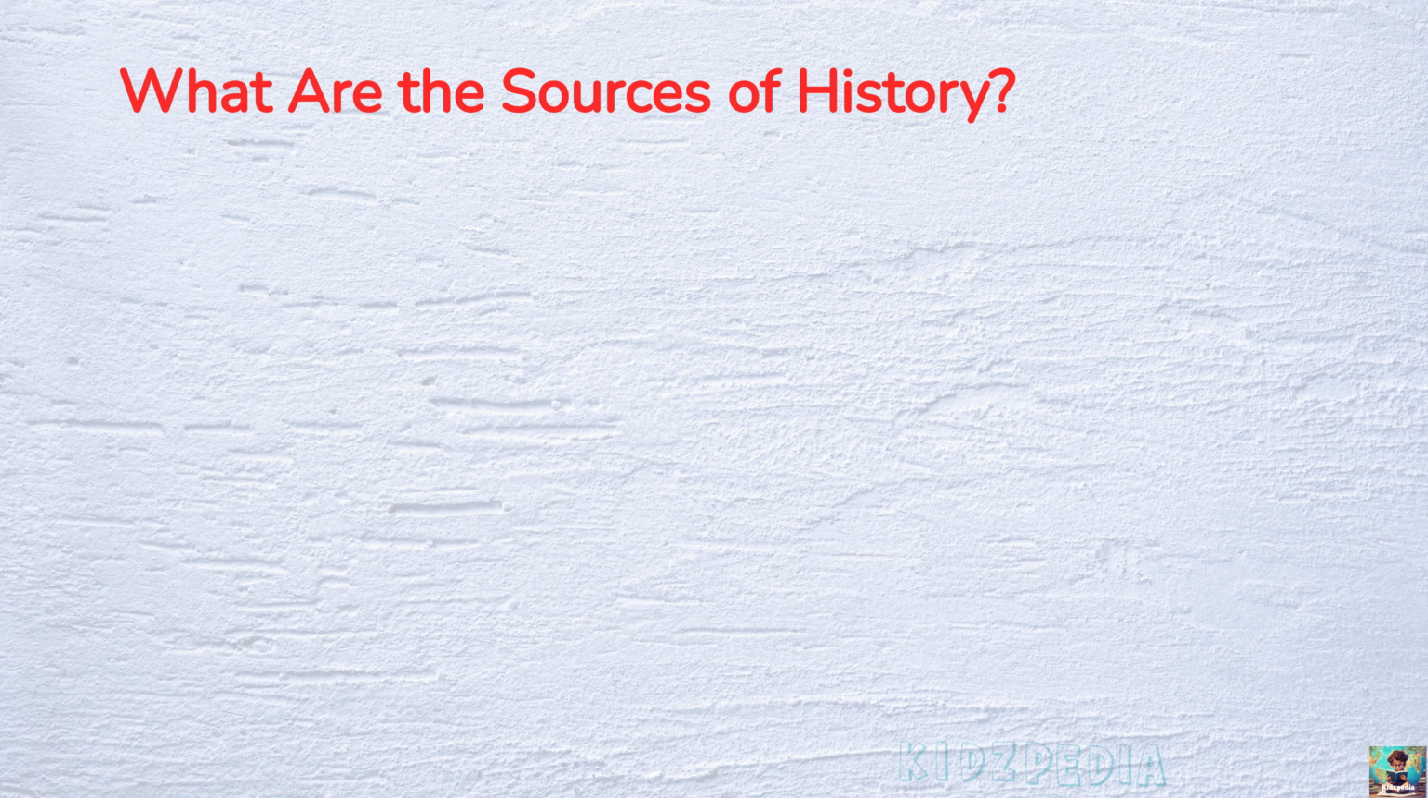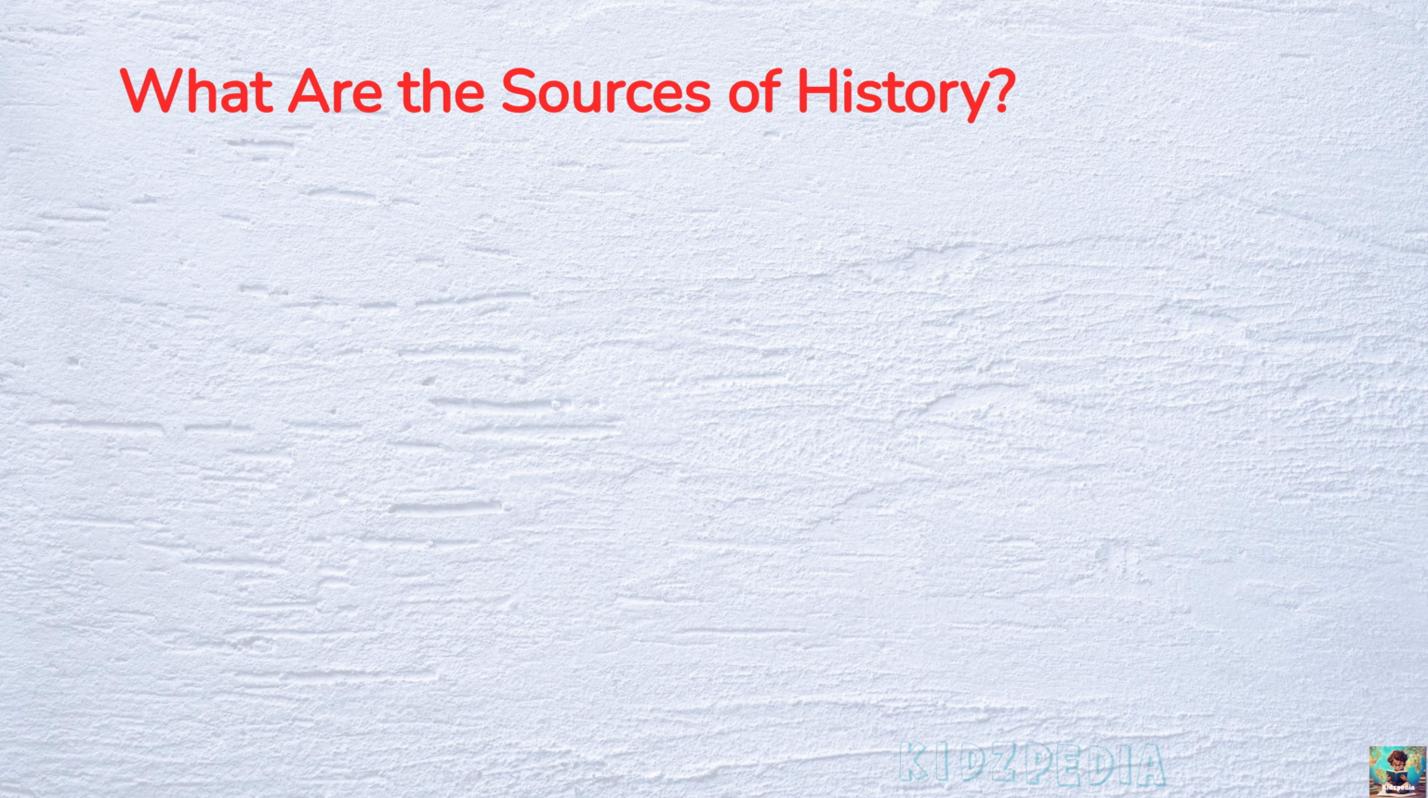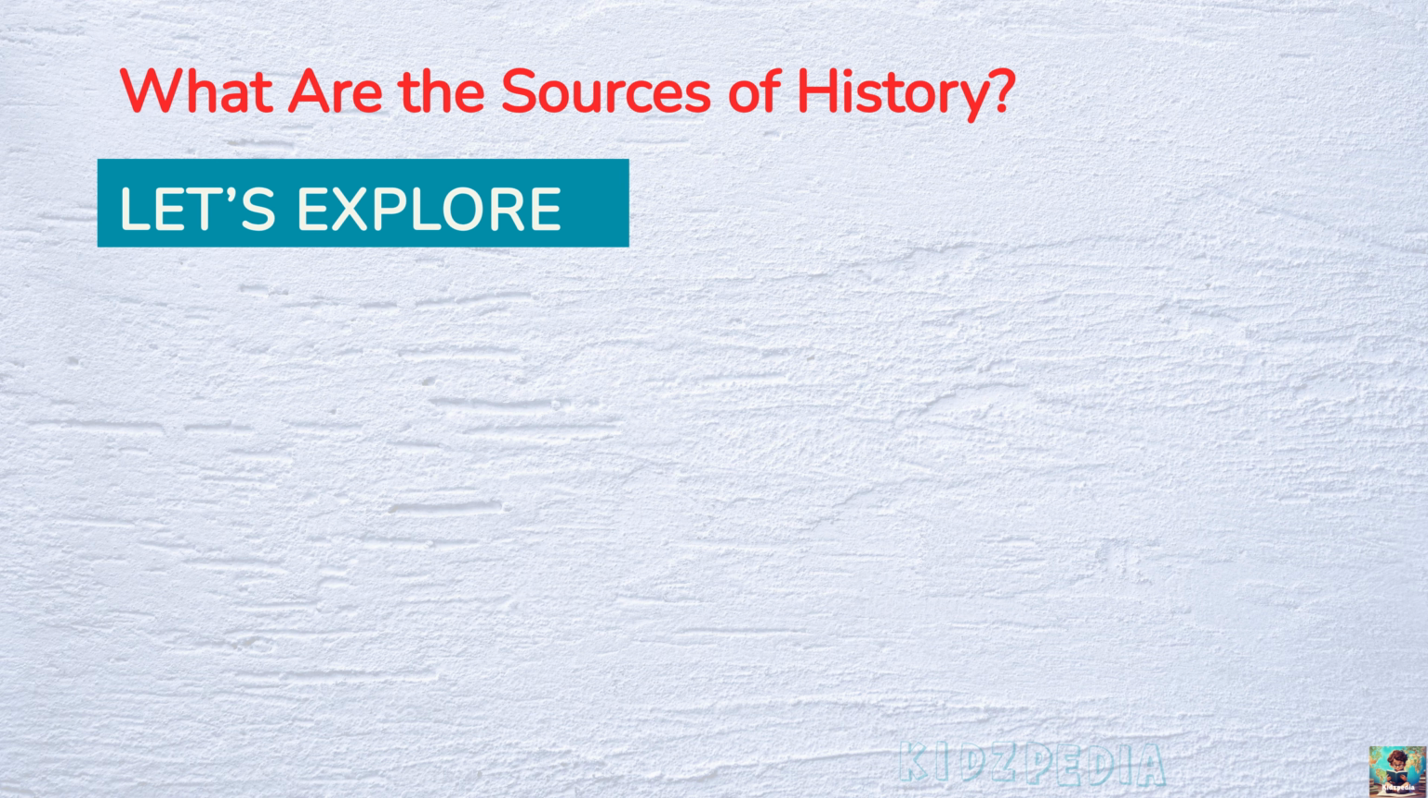What are the sources of history? Source of history means a place, person, text, or an object from which we gather information about some past event or period. A source of history is something like a place, person, book, or object that helps us know about events from the past. We use it to learn and understand history.